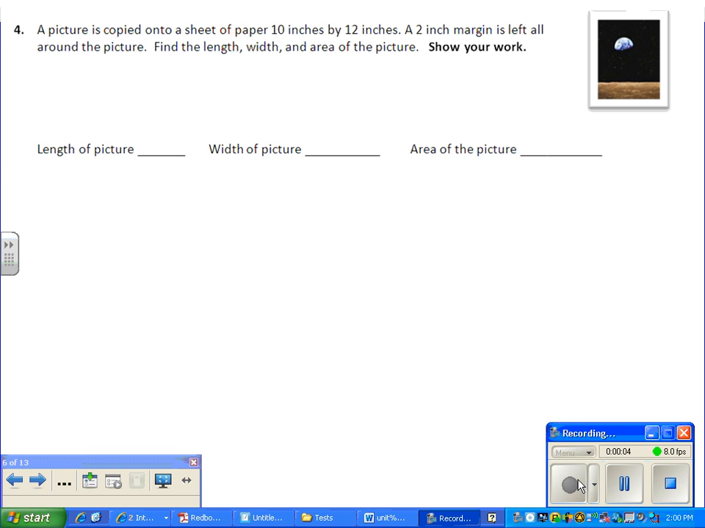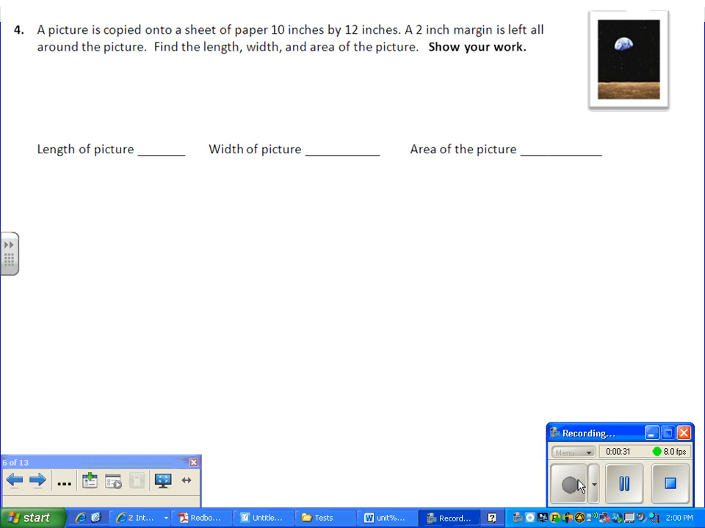Alright, so here goes video number 2, picking up with number 4, the picture with the border. It says a picture is copied onto a sheet of paper that is 10 inches by 12 inches. So that's the whole paper. And there's a 2-inch margin left all around the picture. We're going to be asked to find the length, width, and area of the picture and to show our work.